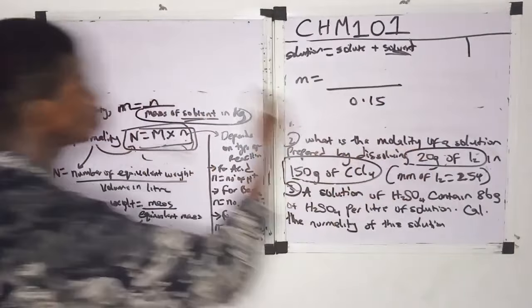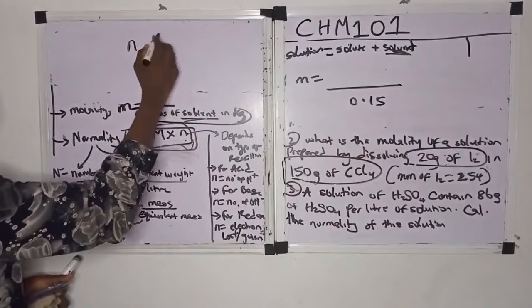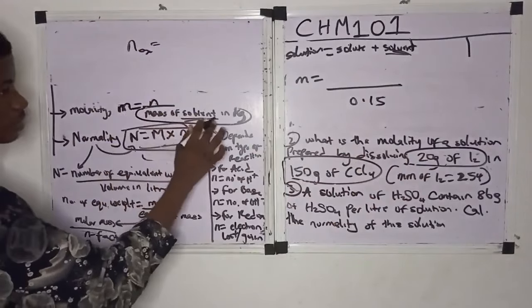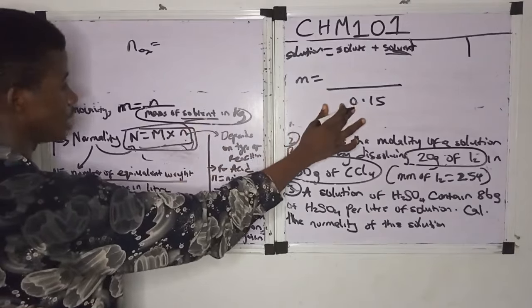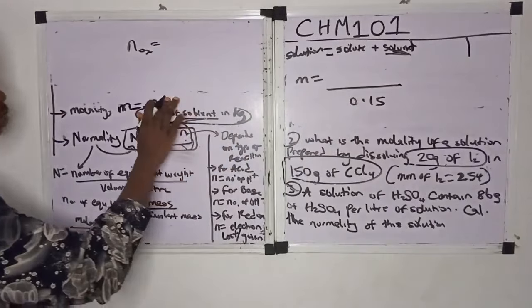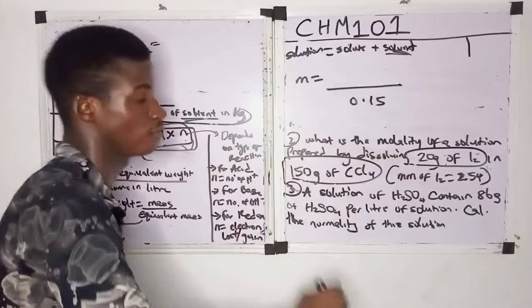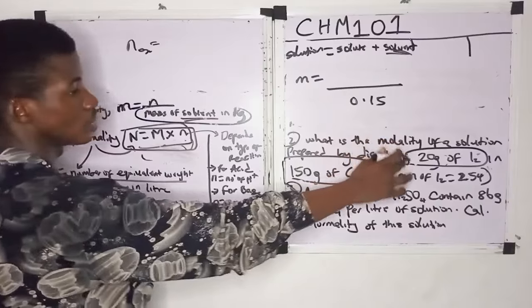Now let's look for the mole of the solute. Number of mole is equal to what? Remember, molality is equal to number of mole of solute divided by mass of the solvent in kg. Now let's look at number of mole of the solute. The solute is iodine, right? Solute is the one that usually dissolves in the solvent. So the solute is iodine.